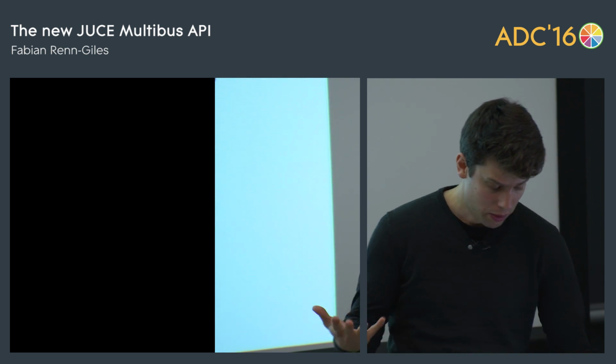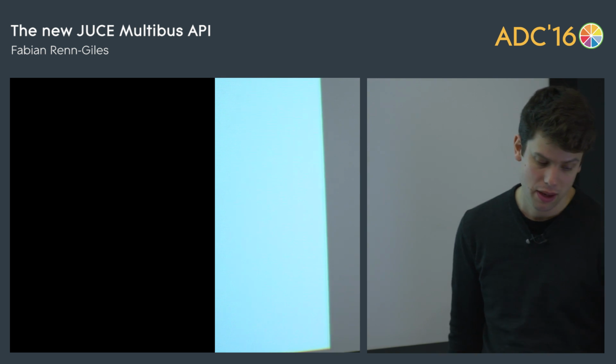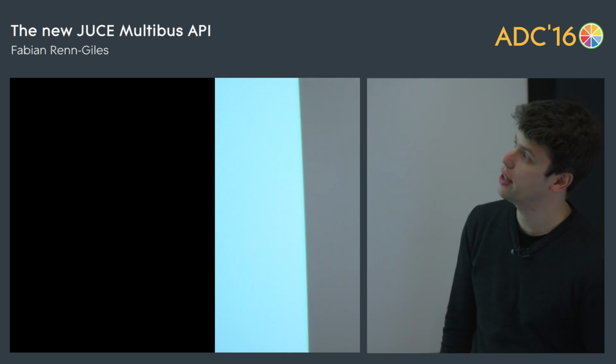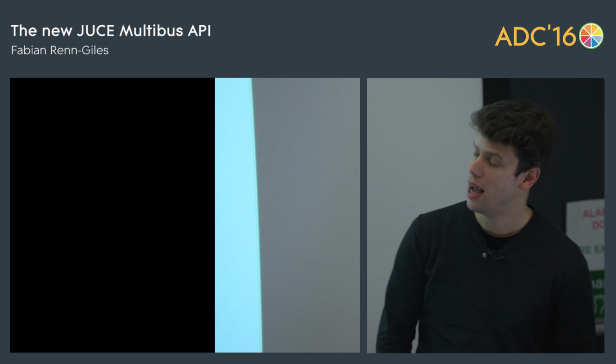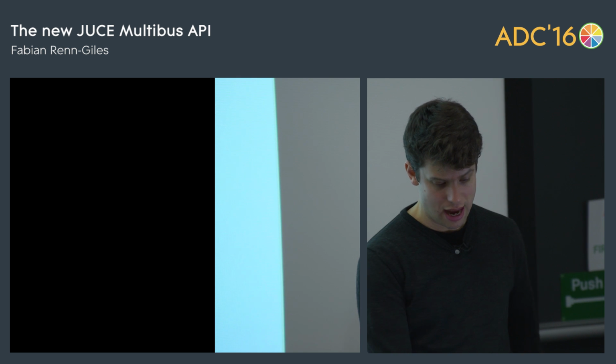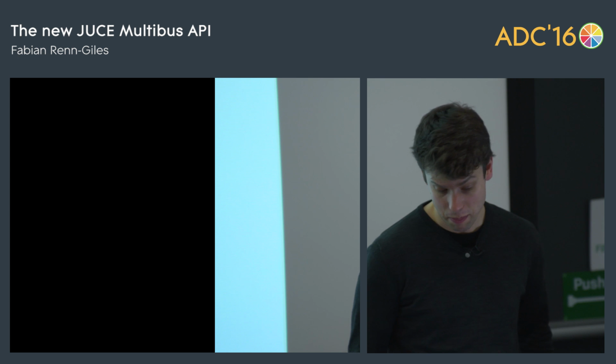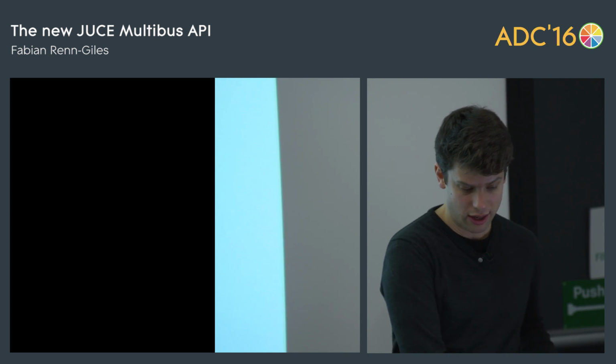So with Multibus, we just add these 2 lines. Everything stays the same, but now we have a new method called setChannelLayoutOfBus. The first argument here is whether it is the input side or the output side, so true or false. And then here we have the bus index, and then what channel set we want.